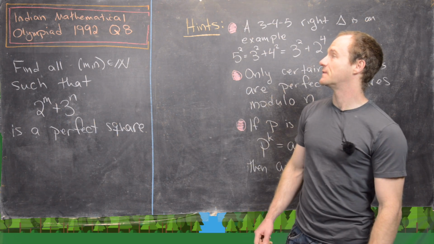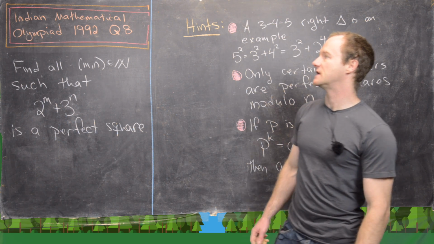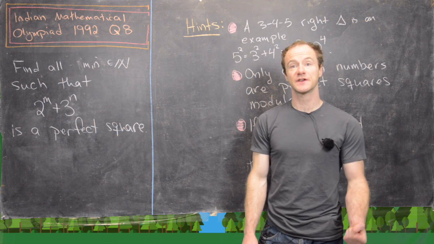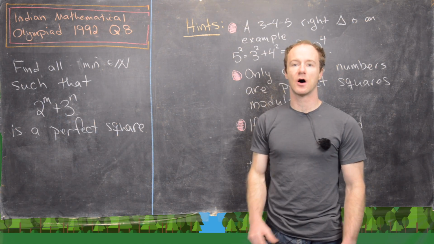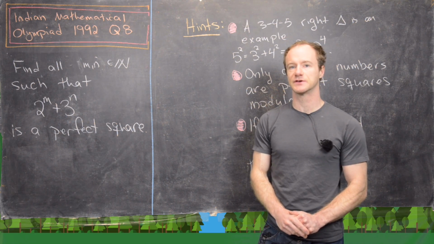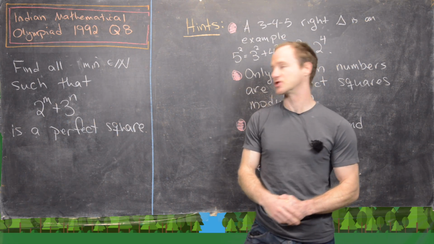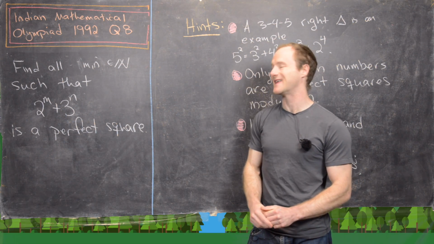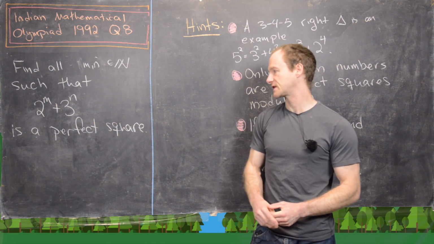It comes from the Indian Mathematical Olympiad, the year 1992, and it is question 8. So let's look at the statement of the question. We want to find all m and n which are natural numbers. In other words, they are positive integers, and they need to satisfy this rule: 2 to the m power plus 3 to the n power is a perfect square.